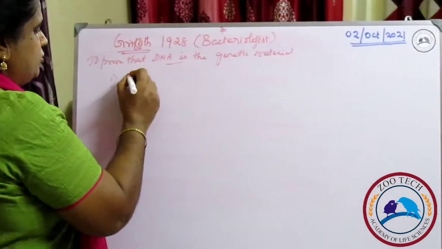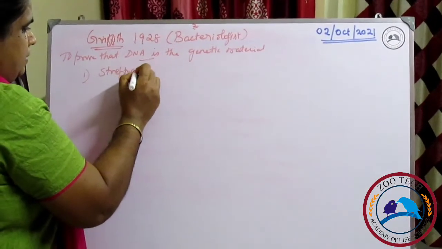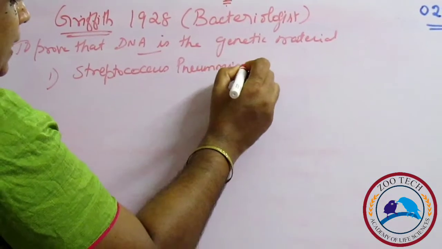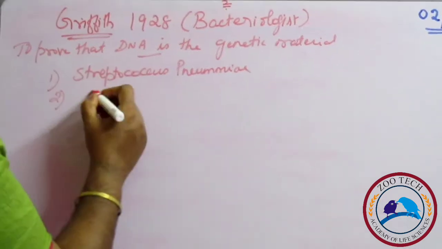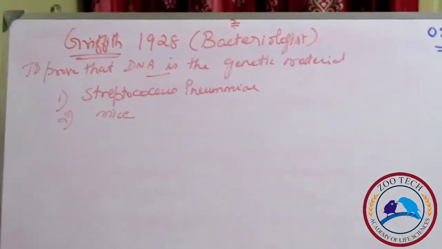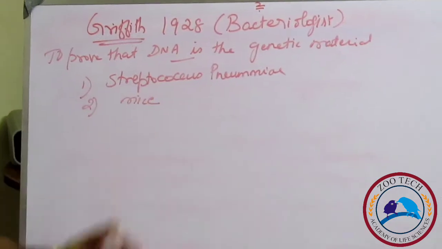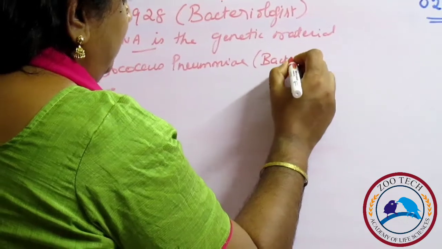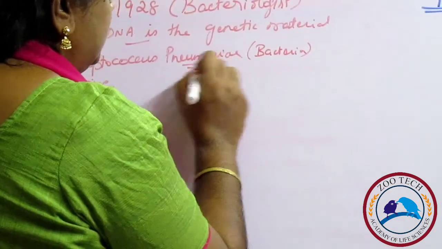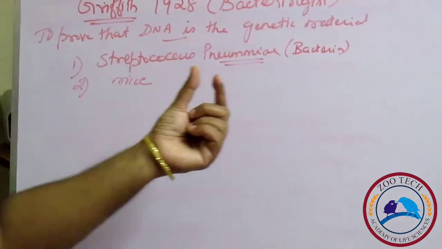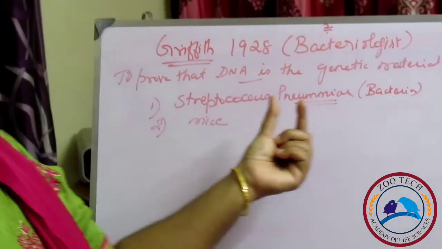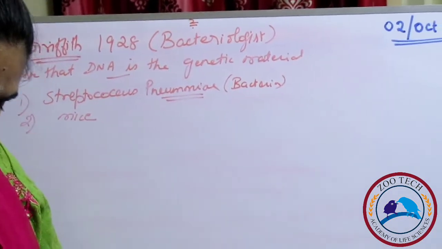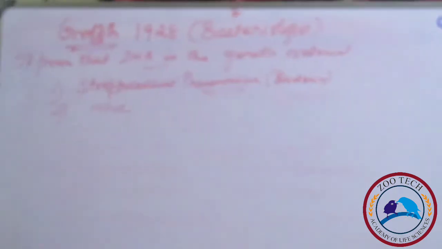One is the Streptococcus pneumoniae, and the other one he has taken is mice. The Streptococcus pneumoniae is a bacteria, and pneumonia is a fever which affects the lungs in the case of mice. So, he wanted to develop a vaccine against this.